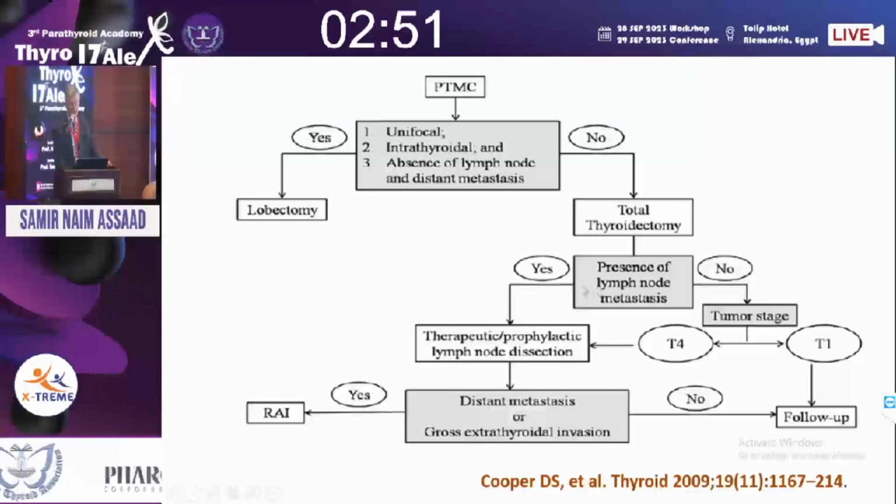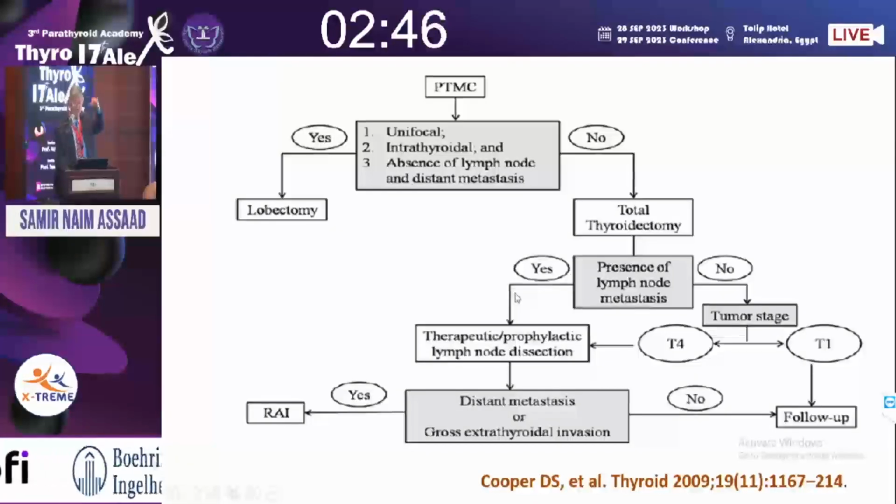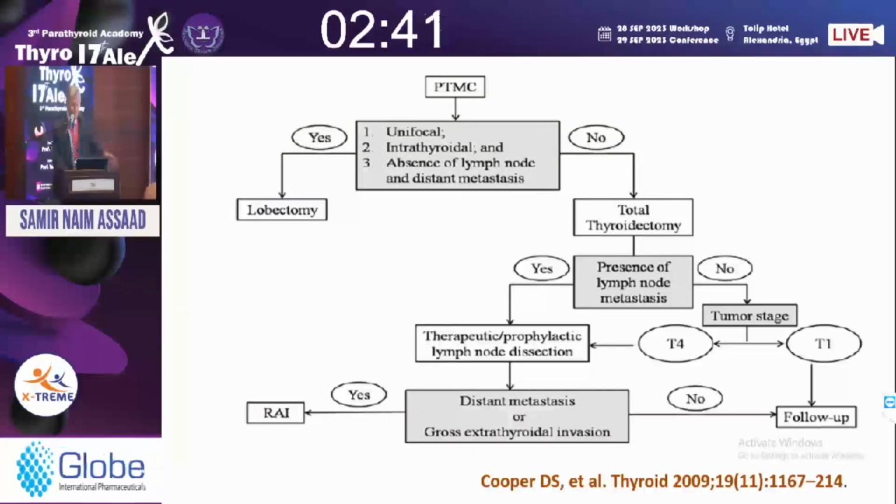If there is lymph node metastasis, whether preoperative or intraoperative, you have to do therapeutic or prophylactic lymph node dissection. And if there are distant metastases or extrathyroid invasion, you do radioiodine. So you don't do radioiodine after near total, even after central neck dissection of lymph nodes. Only if there are distant metastases or gross extrathyroid invasion.